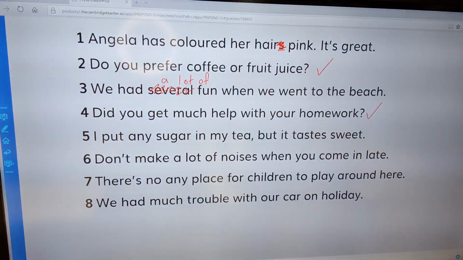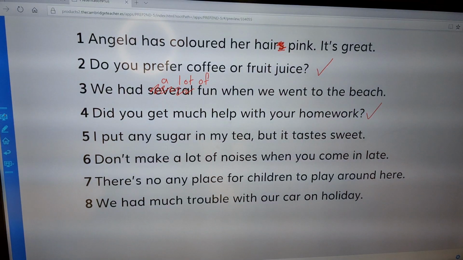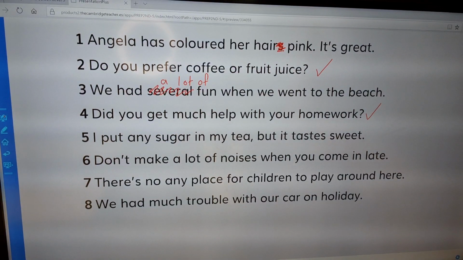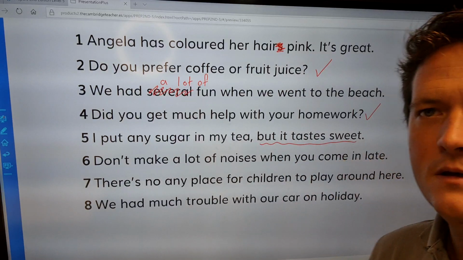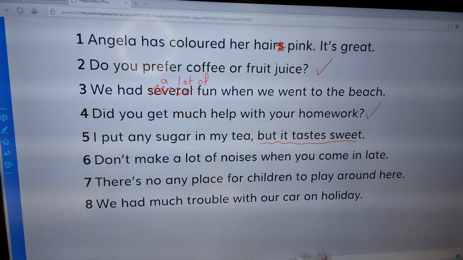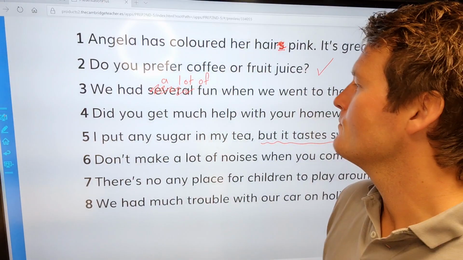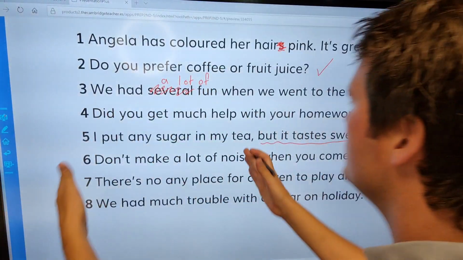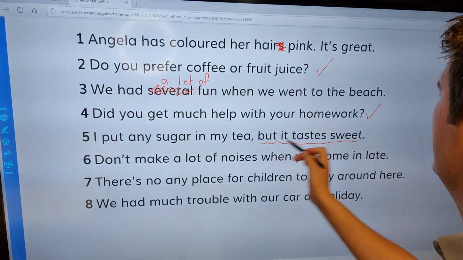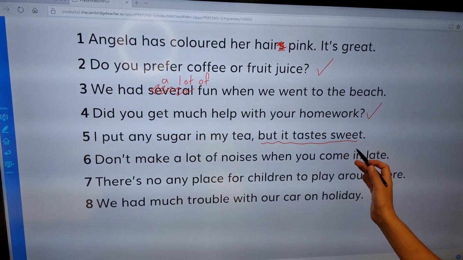Number 5. I put any sugar in my tea, but it tastes sweet. Oh, well, why does it taste sweet if you didn't put any sugar in? I think I've given you the answer there. You can't say I put any. No, I think the connotation has to be negative here, because it says, strangely enough, it tastes sweet.